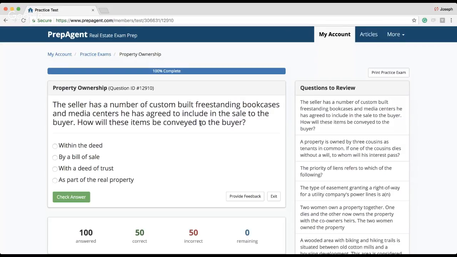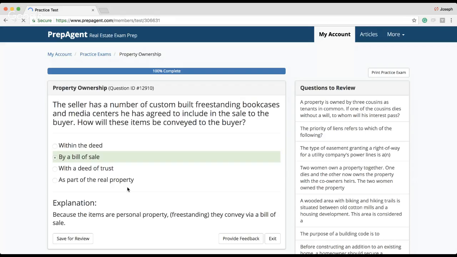Okay, and the answer is B. Okay, because that is personal property. Bill of sale is used for personal property. What would you use for real property? What do you guys think? So if a bill of sale is used for personal property, what would you use for real property? Okay, a deed. Good. Excellent.